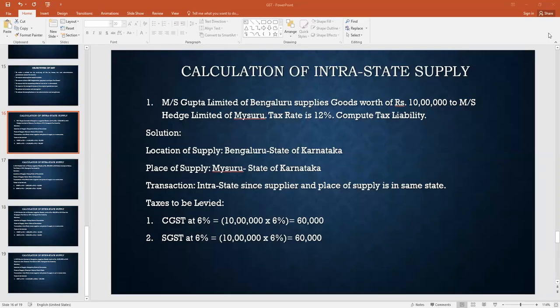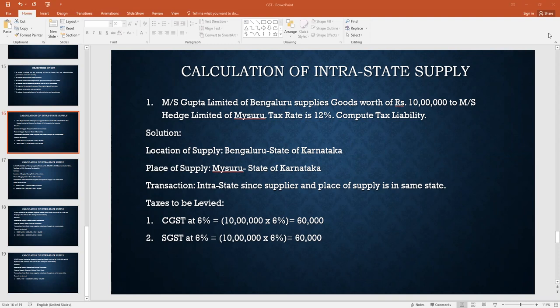Good morning, students. Today we are going to discuss various problems on intrastate and interstate supply. When we are calculating the GST, we are considering two types of transaction. One is intrastate, another one is interstate.